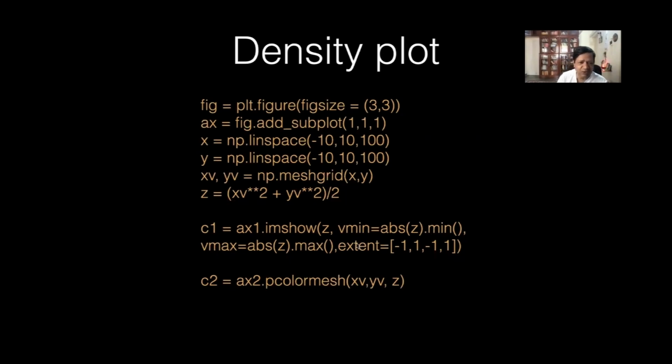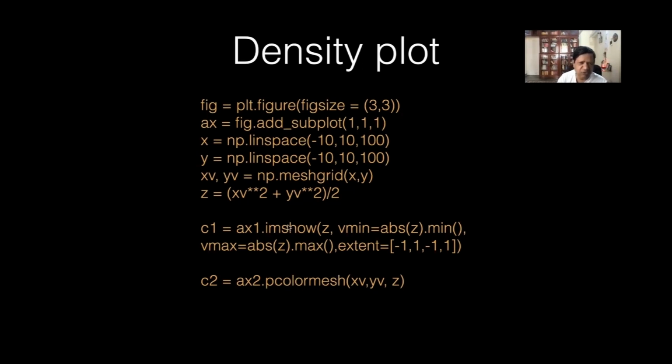I advise you to keep these files. I'm going to send you these files. I'll share these files, and you can use them for your lab. You're free to use them. Not quiz, lab. So the second one is pcolormesh.